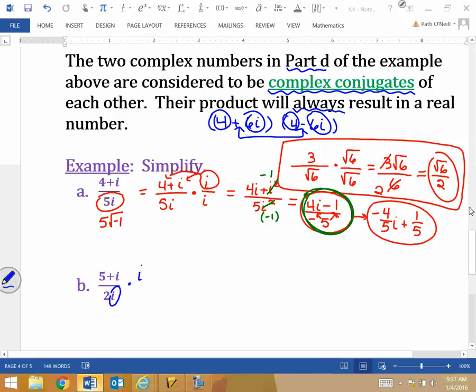So I'm going to multiply by i over i. I don't care about the coefficient. The 2 can stay there. That's perfectly fine. That's not an illegal presentation.